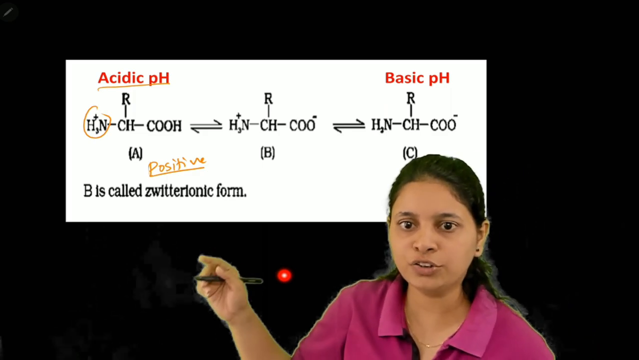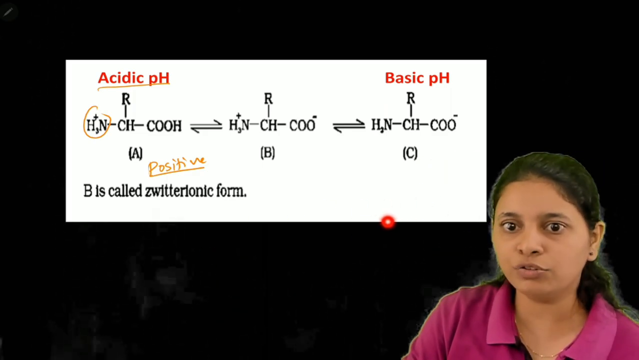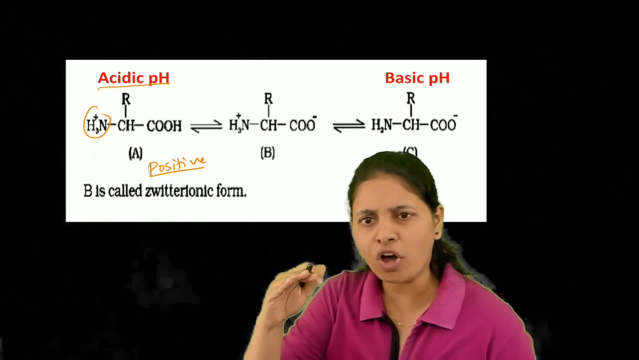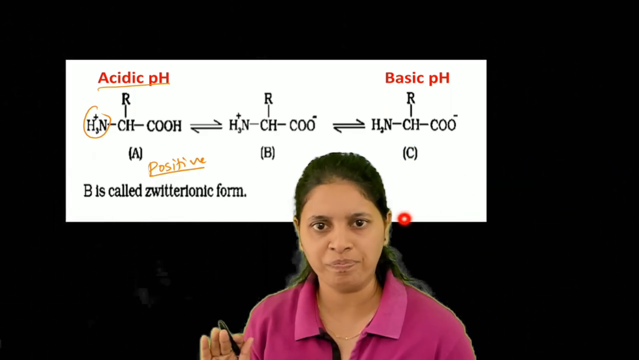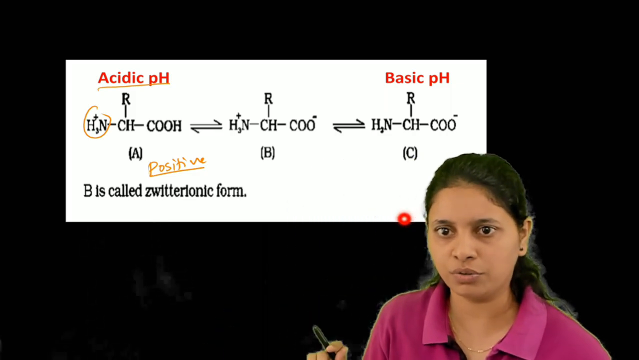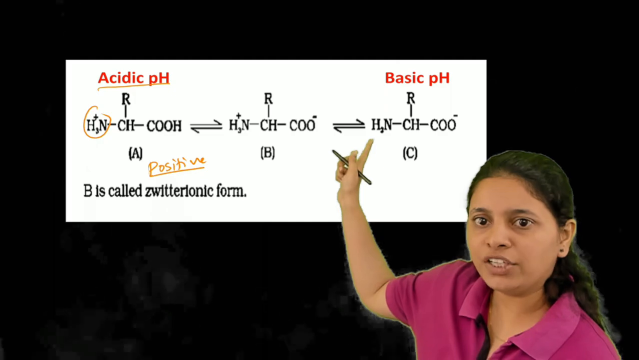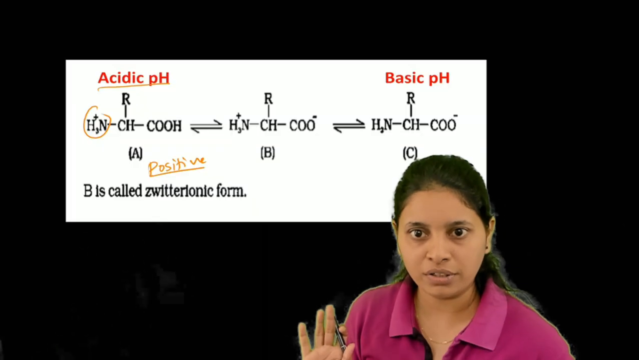Next, let's go here. Okay, what can you see here? Here, basic pH. So proton concentration will be low. Solution will have less protons. Okay, so as you can see here, amine group has lost the proton.